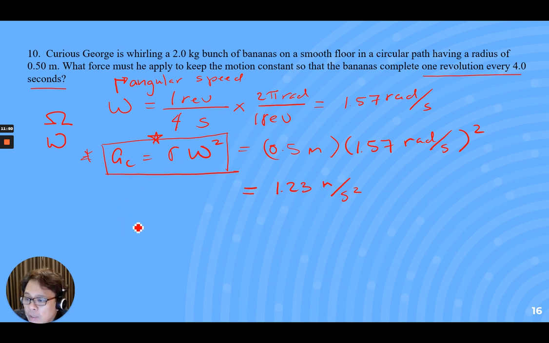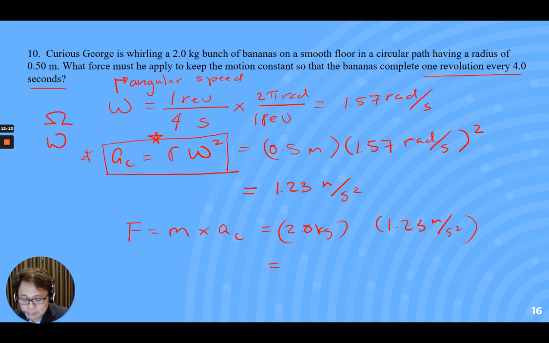But we are looking for the F here, so F is equal to m times the a sub c that we have computed, the centripetal acceleration. The mass of the bananas, 2.0 kilograms, multiplied by the a sub c that we have solved, meters per second squared. So 2 times 1.23, you will get 2.46 newtons. Then we follow the rules on significant digits. Everything is in 2 SF here, so we make it 2.5 newtons. This is our answer for number 10.